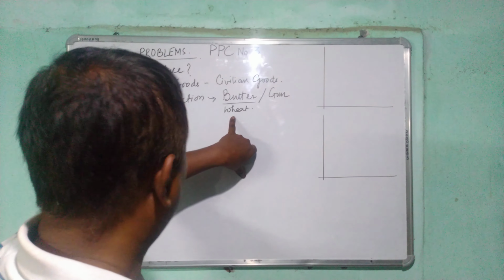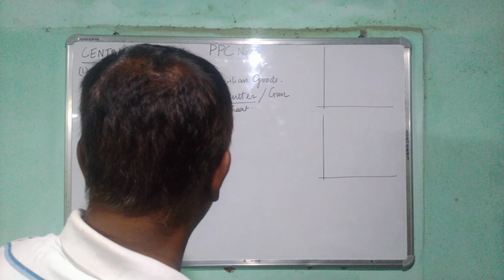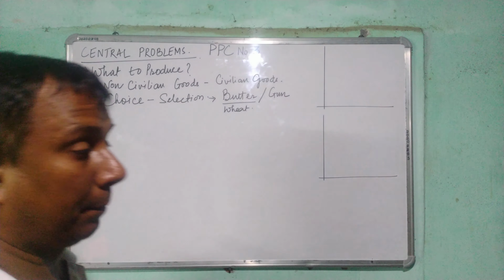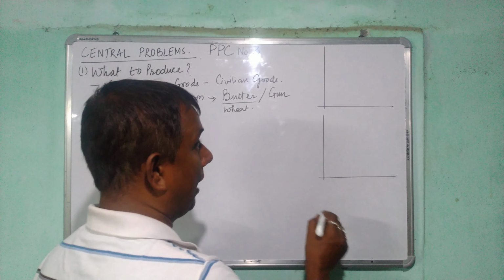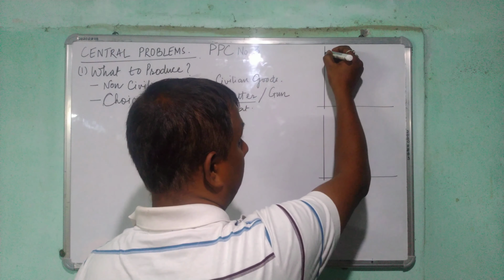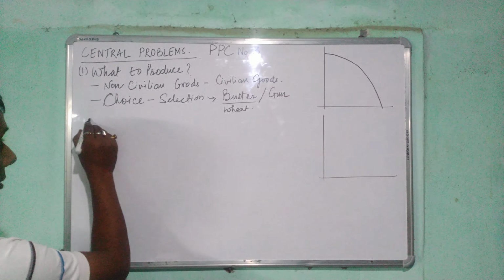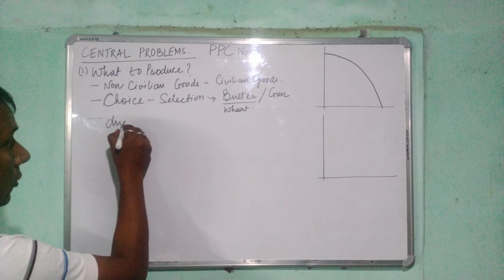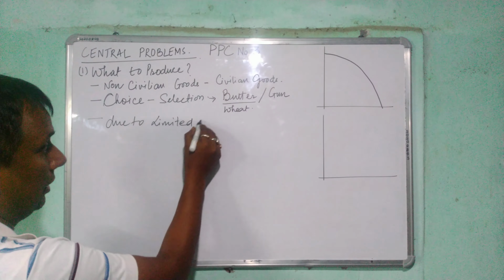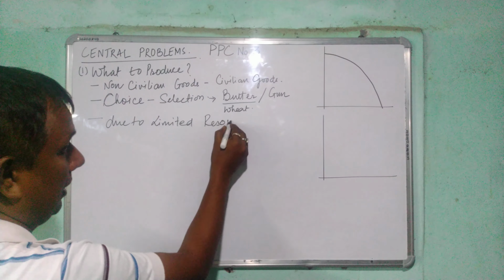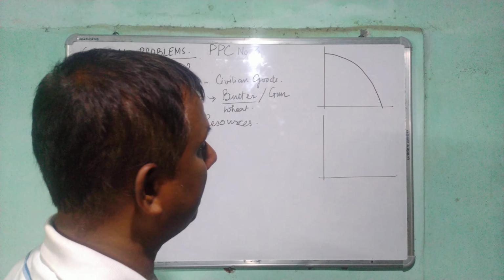If it is butter, it is known as a civilian good. If it is a gun, it is known as a non-civilian good. What to produce. This is the basic problem of an economy, and you have to understand. You have to make a choice. You have to give up because we have got limited resources. If you had unlimited resources, we could produce anything.